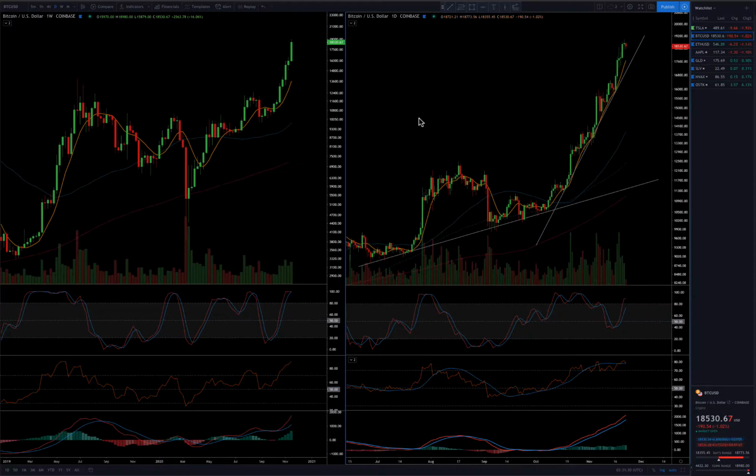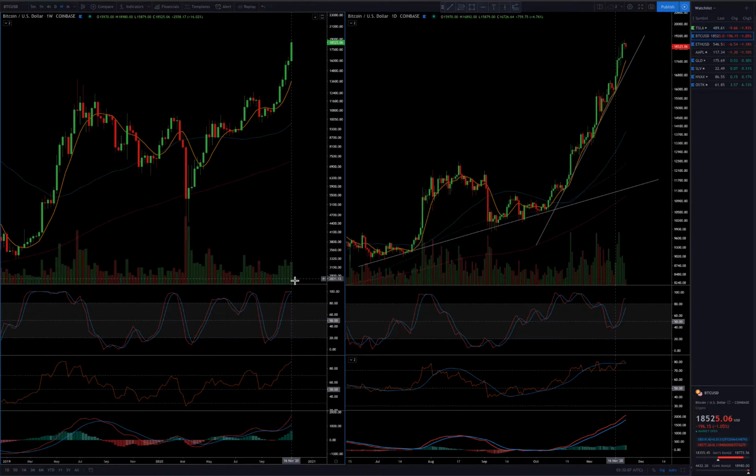And here we have Bitcoin. On the right side here, I'm looking at a daily chart, and here on the left side is a weekly chart of Bitcoin. I like to look at daily and weekly. On zooming out on the weekly, you can see that Bitcoin has been on a massive bull run and looks very strong.